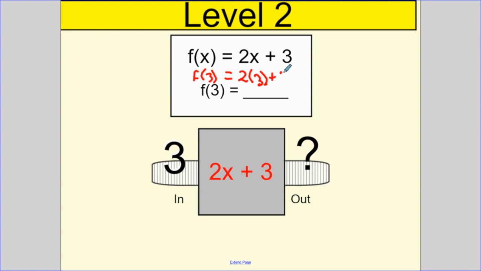And we're going to have 2 times 3 is 6, plus 3 is 9. So we know when our input is 3, our output here would be 9.